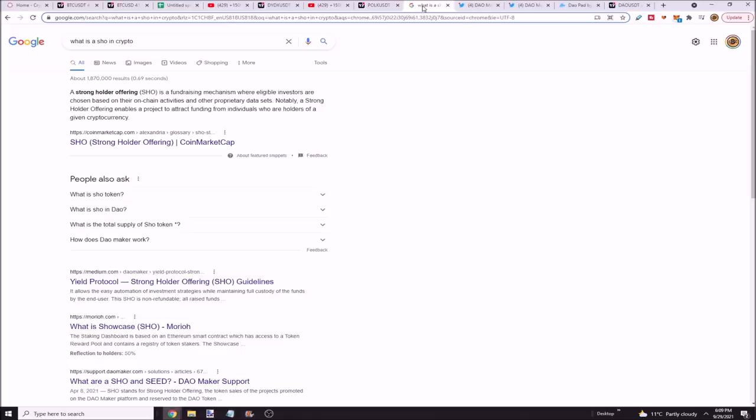So DAO has these strong holder offerings. A SHO is a fundraising mechanism where eligible investors are chosen based on their on-chain activities and other proprietary data sets. Notably, a strong holder offering enables a project to attract funding from individuals who are holders of a given crypto. So you hold DAO, and you have the opportunity to take part in these offerings.